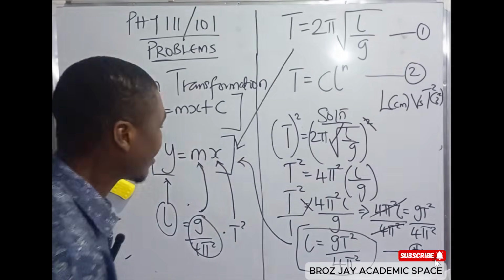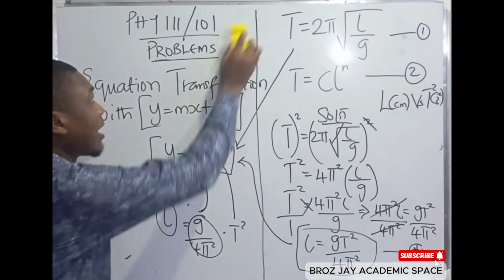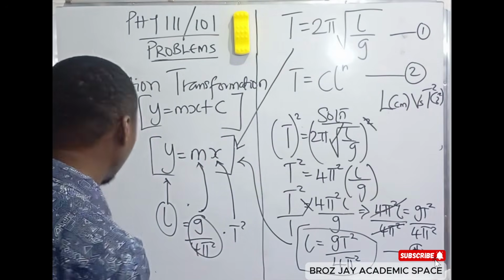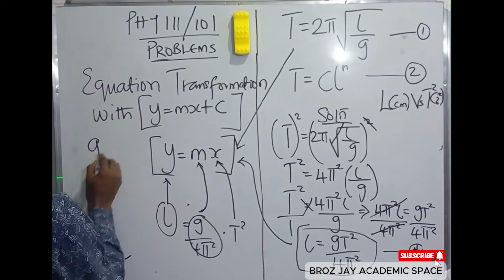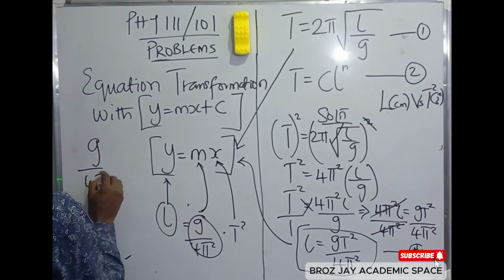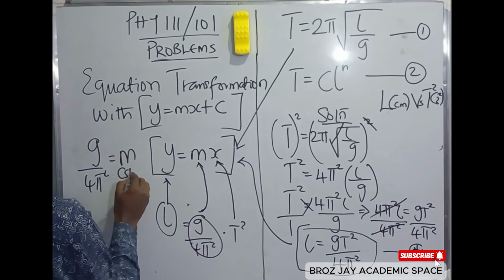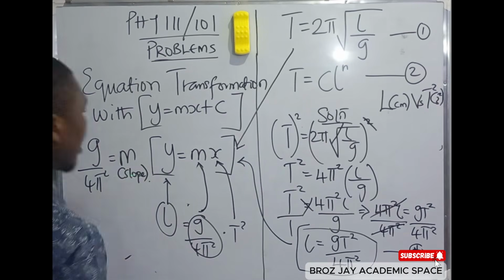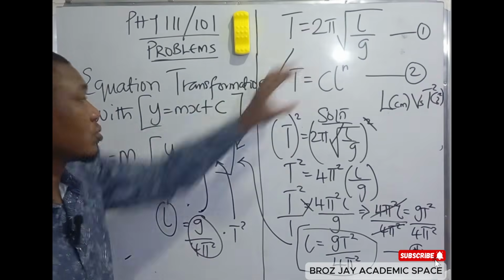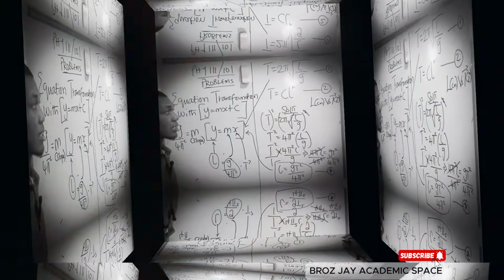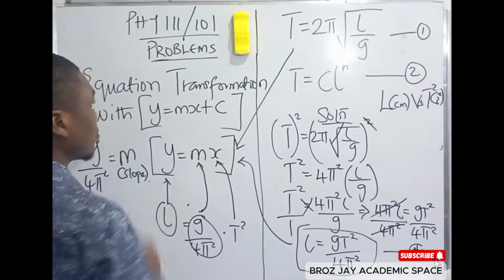With this, we can get your g, because you'll be asked to find g in any mechanics experiment. So my g all over 4 pi squared will be equal to m. m signifies your slope. So that's how to transform the equation to this equation here.